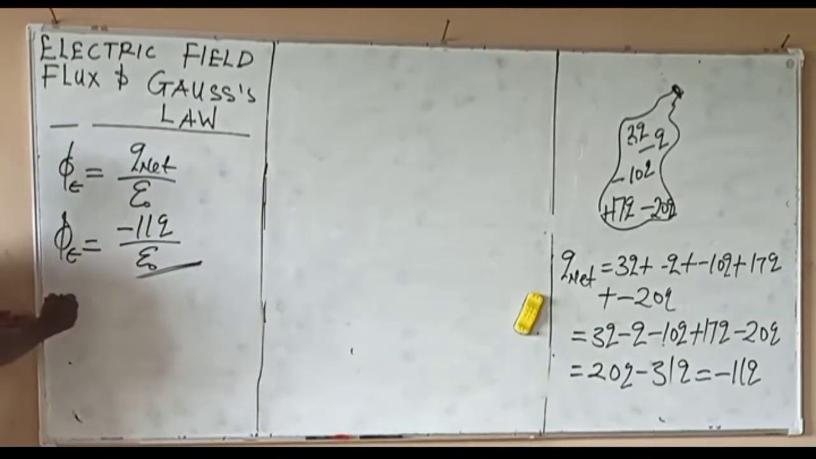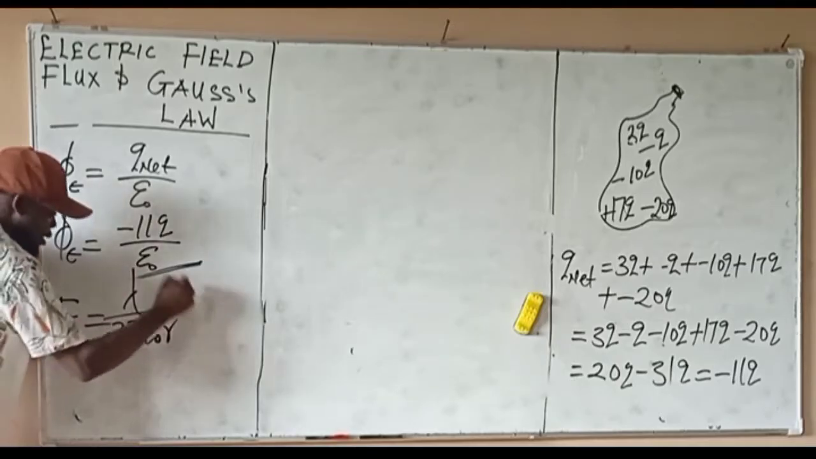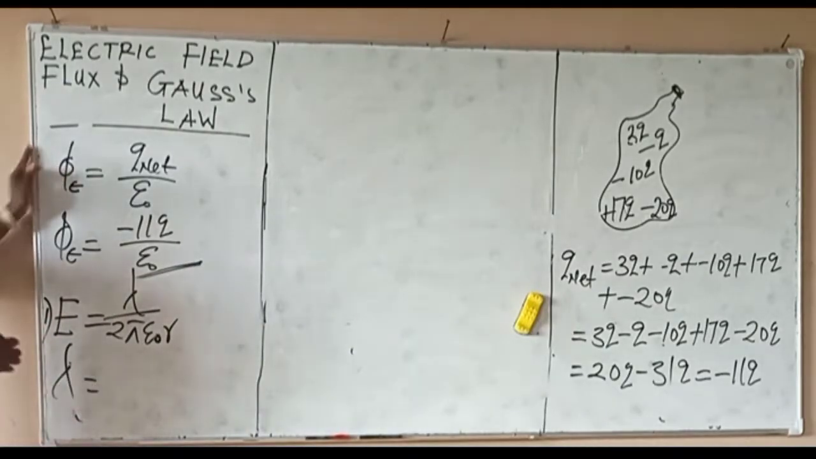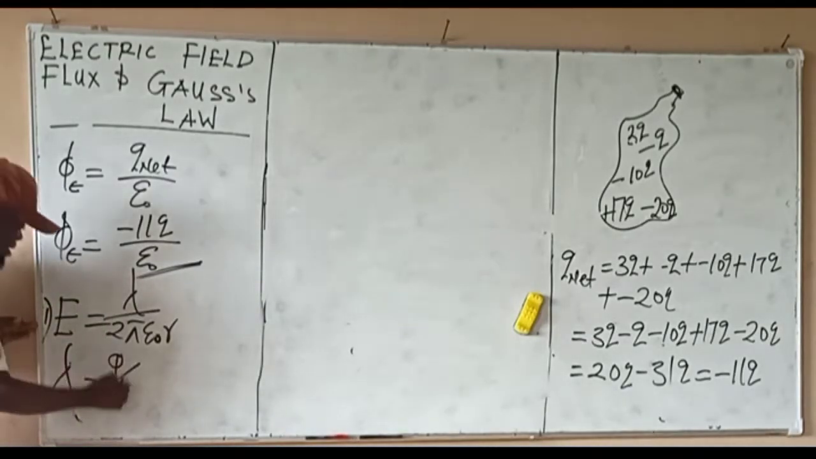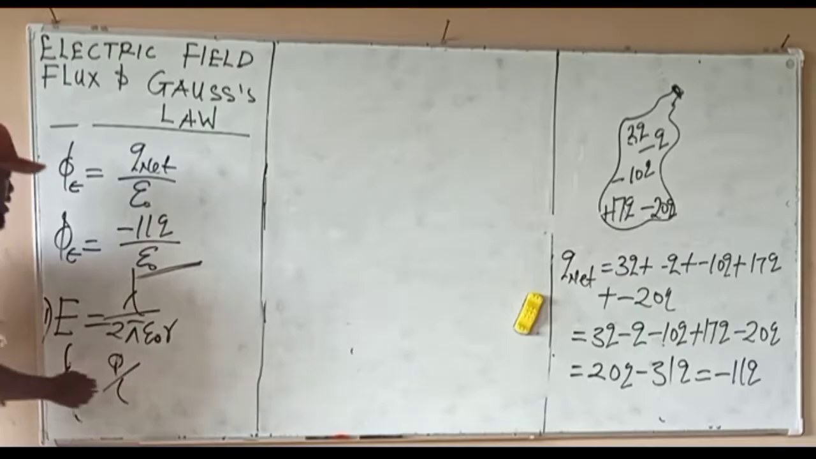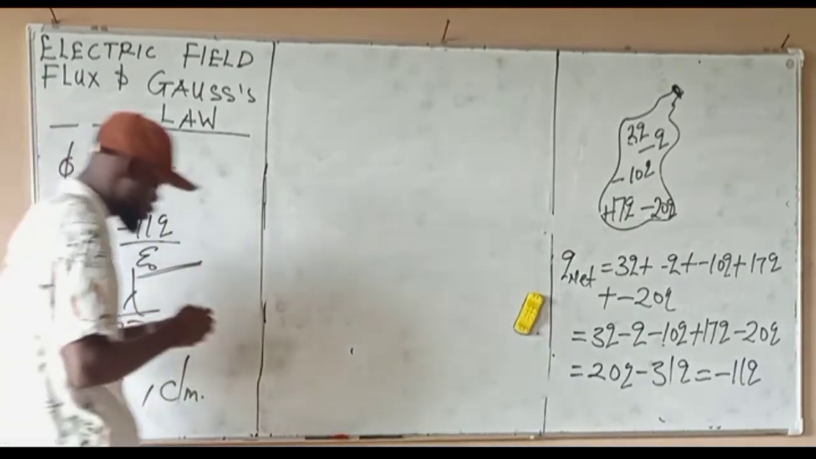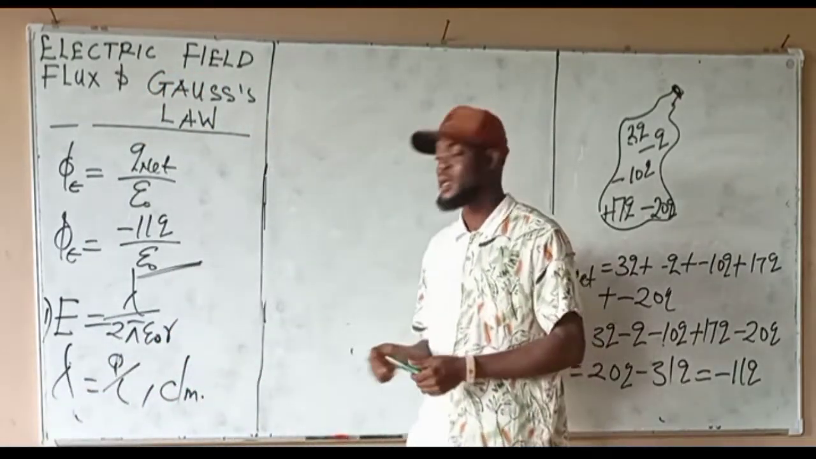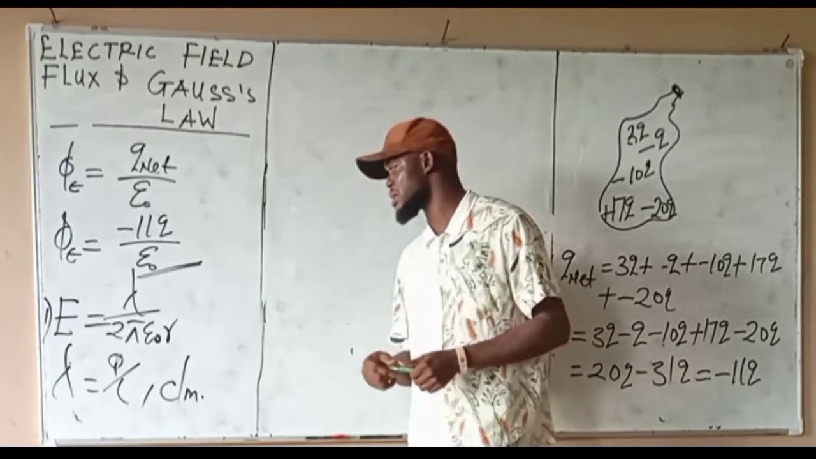From Gauss's law, the electric field due to a charged wire is equal to lambda over 2 pi epsilon naught r. And what's lambda? Lambda is a quantity that we call linear charge density. Linear charge density is charge over length, charge per unit length. The unit is coulomb per meter. It is the charge of the material over the length of that material.